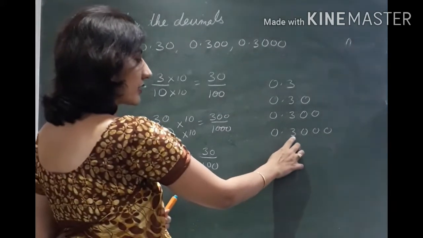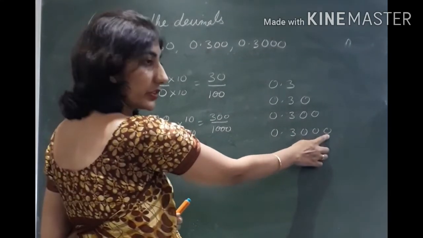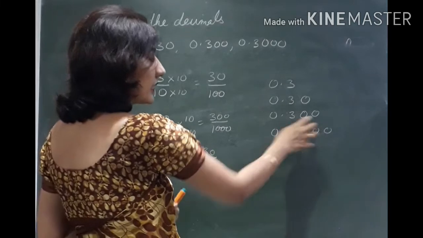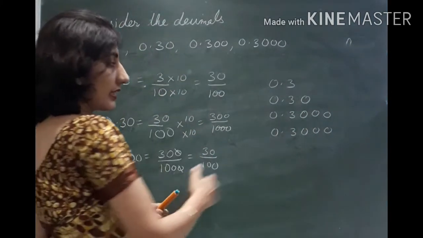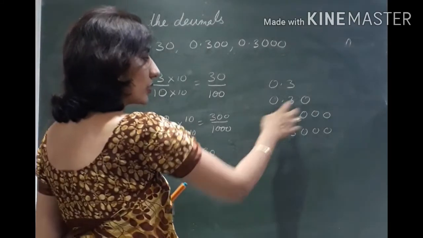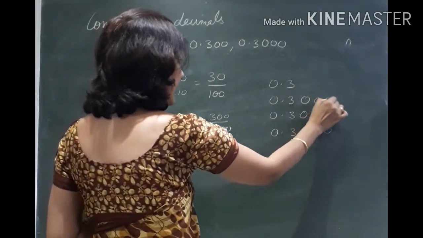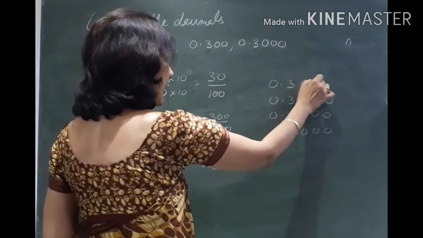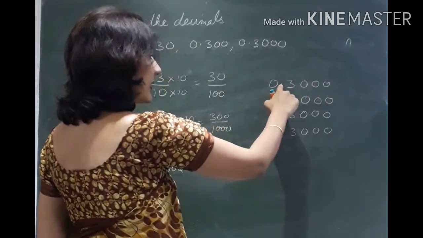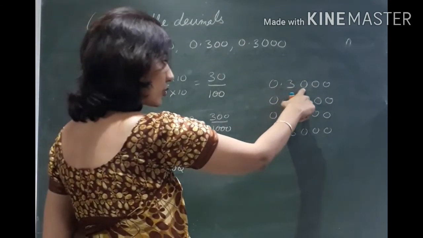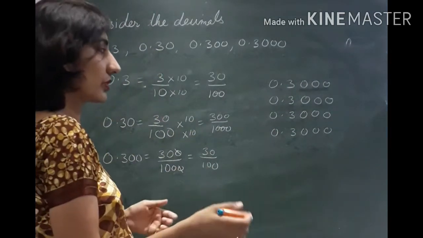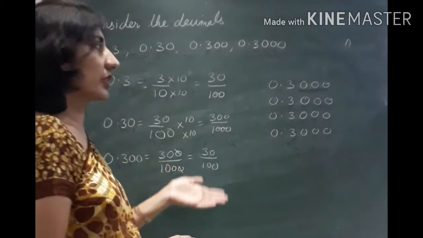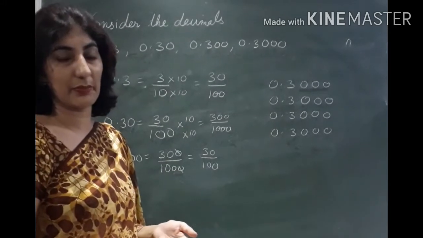How will I change these to like decimals? See here after decimal 1, 2, 3, 4 digits are here, but here only 3 digits are there. So I can add 1 zero here and it will become like decimal. Then here there are 2 digits, so at the end I can add 2 zeros. Here I can add 3 zeros. It means at the end of the decimal number, to the extreme right, we can add as many zeros as we want. It will not change the value of the decimal number.